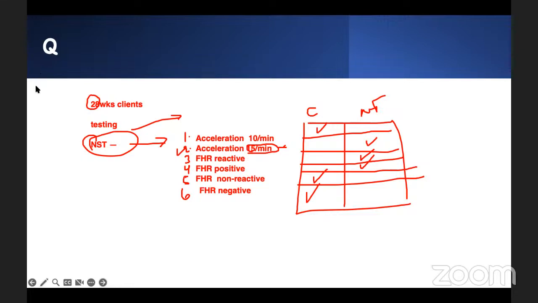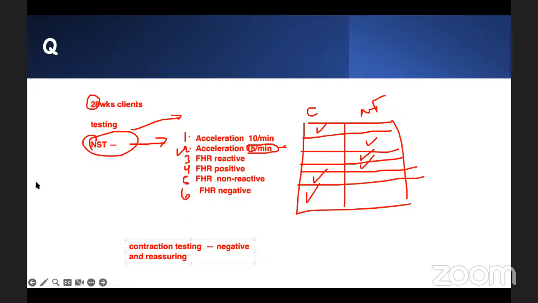And therefore, what will be the next thing you're going to do? You're going to do contraction stress test. Okay. Contraction testing, right? And this is where you have to look for the keyword is negative assuring. So if this is good, yeah, then we go there. If it's not, then we have a problem, right?